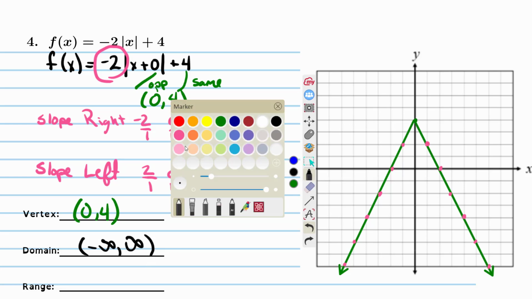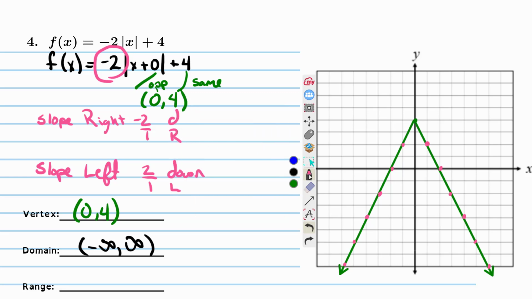My range is my low value. So my low value is an arrow, so it's going to be a negative infinity, to my high value, which is up here at 4. So up to 4, and I'm going to have an arrow, closed bracket there.